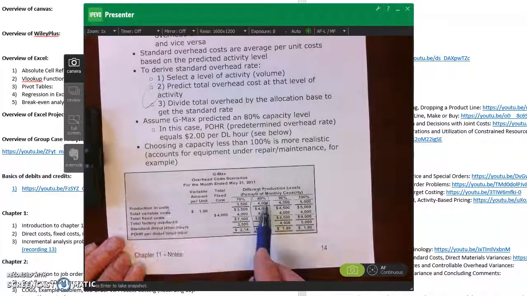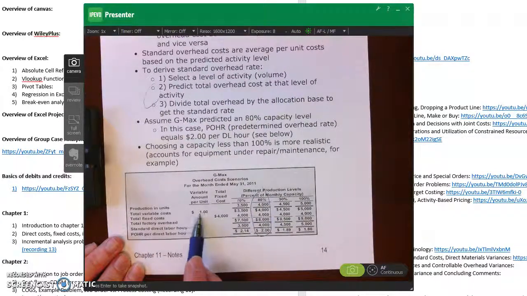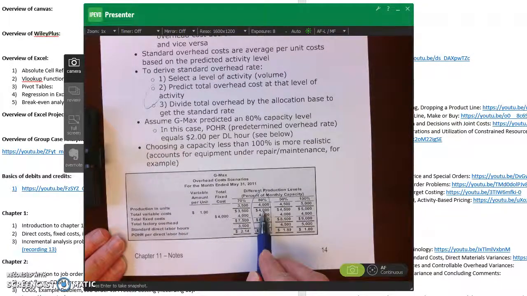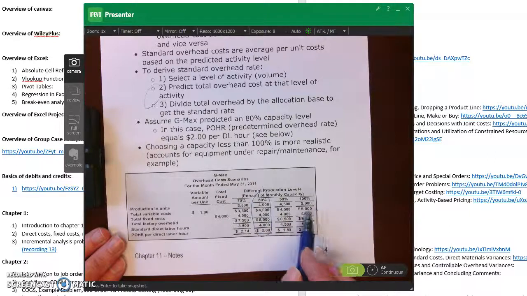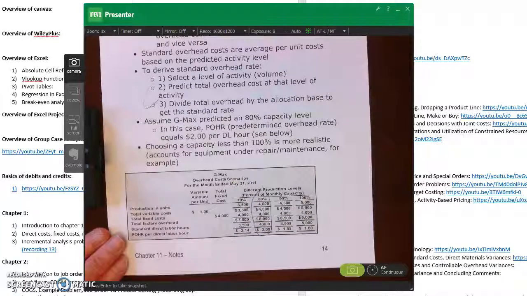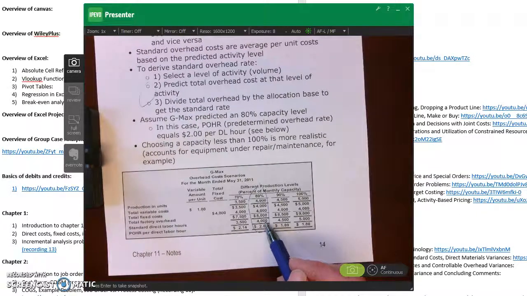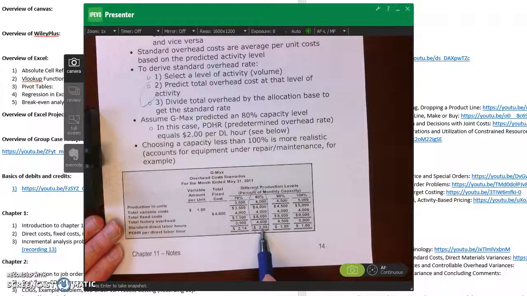So that means we make 4,000 units. Our variable overhead per unit we estimated at $1. That gives us $4,000 of variable overhead costs, and our fixed costs stay the same, $4,000 in each case. But our total variable overhead increases because it's a variable cost. So then we have a total of $8,000 of overhead costs, and we're going to have 4,000 labor hours, okay? That gives us $2 per labor hour.